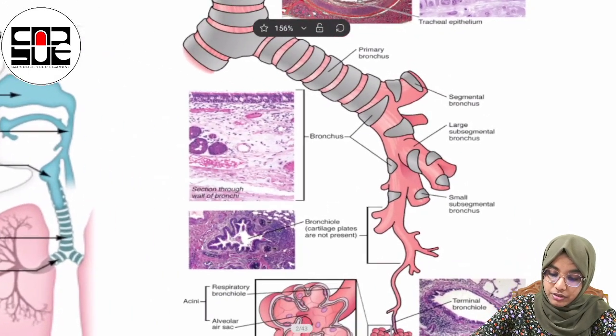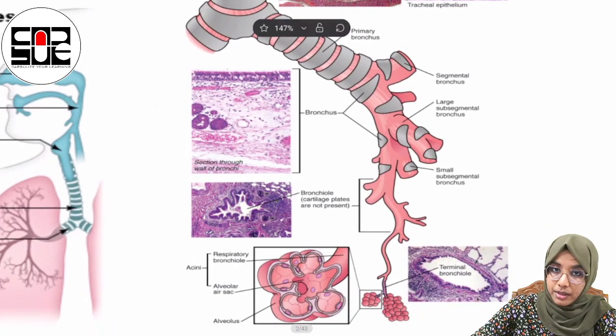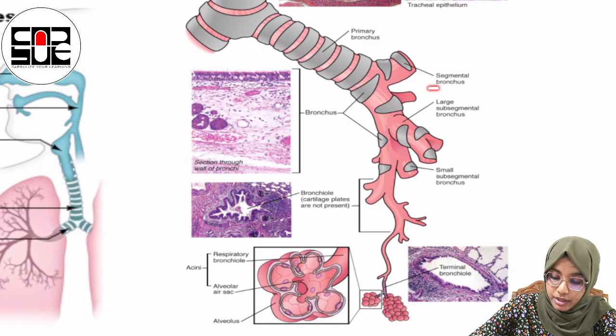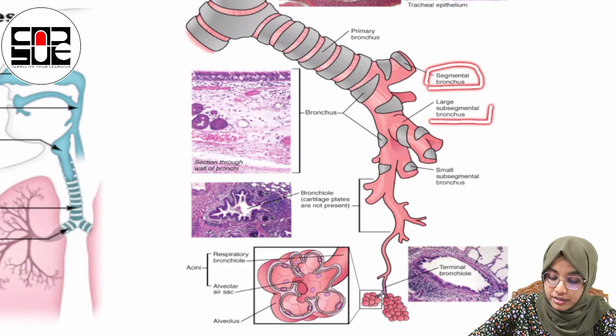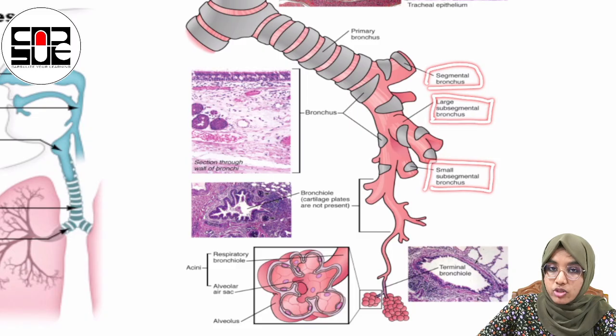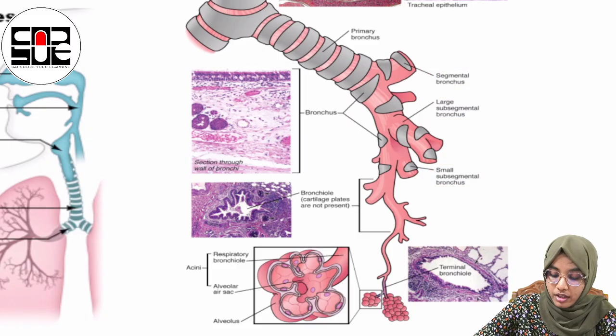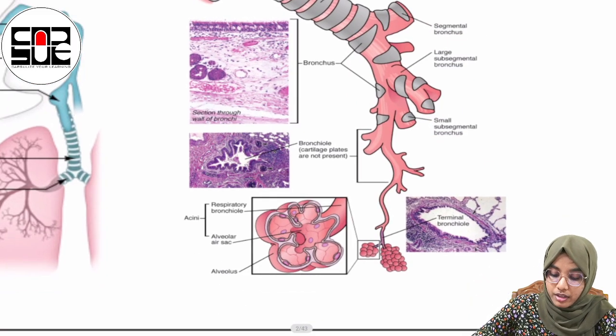So what are the divisions of the bronchi? There are two primary bronchi, and these primary bronchi will each divide into segmental bronchi, large subsegmental bronchi, and small subsegmental bronchi, which will further divide into bronchioles. What are the divisions of the bronchioles? We have terminal bronchioles, which will end in respiratory bronchioles, which will continue as alveolar ducts and alveoli.